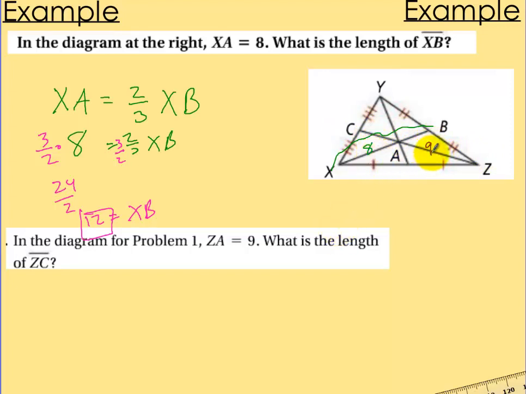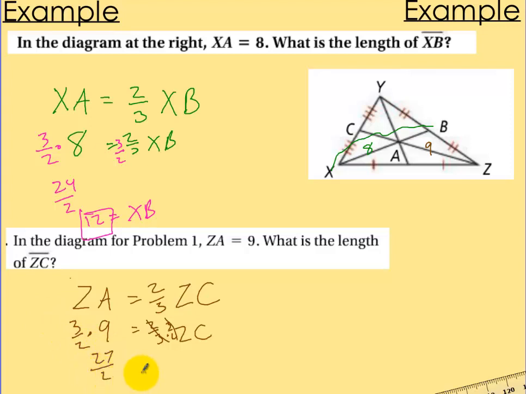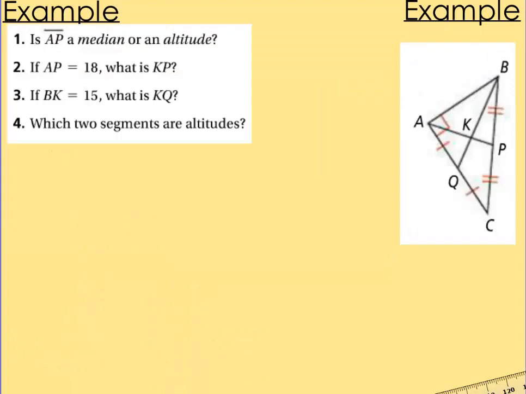So I want to figure out the total length of that thing. There are a few ways we can think of this. What is the length of ZC? Well, it's the whole thing. So I could do that formula again and say ZA equals 2/3 times ZC. Then you plug this in: 9 equals 2/3 ZC, and then we multiply by the reciprocals, so 3/2 on both sides, and these will cancel out, and then you're going to get 27/2, which is going to be 13.5. Either way, that's your answer. All right, pause the video.